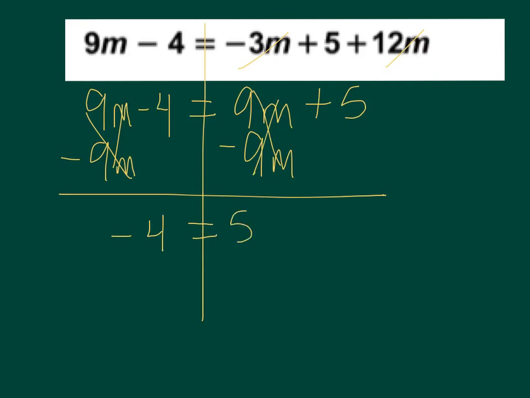Variable's gone, so I have an identity or a no solution. This is a false statement, so this is a no solution. Or you can use NS. All right, that's variables on both sides.